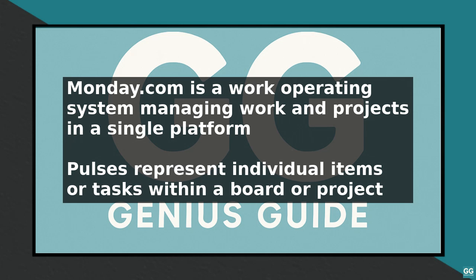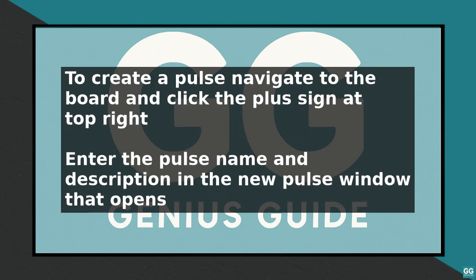To create a pulse, first navigate to your Monday.com board and click on the plus sign at the top right corner of the screen. This will open a new pulse window where you can enter the pulse name and description. The pulse name should be a brief summary of the task or item, while the description can provide more details.